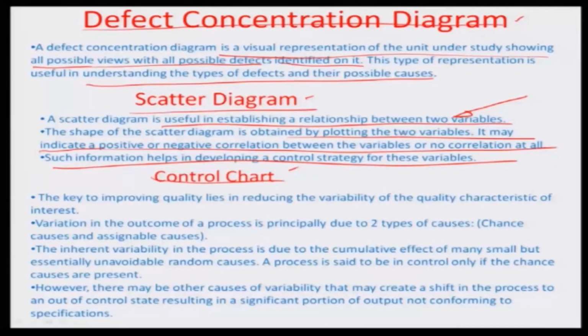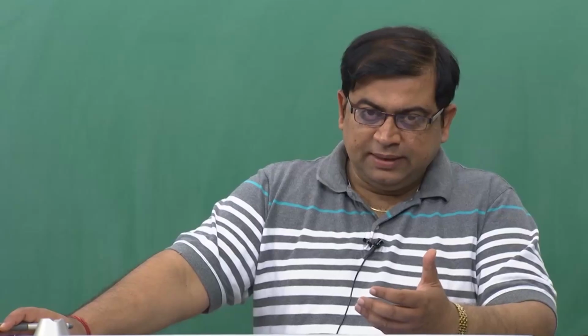There is also a very important aspect to monitor quality in real time, which is called the control chart. This is where we have to emphasize process control or process capability analysis, and control charts are very important because they help in reducing the variability of the quality characteristic of interest. If we were to classify the overall variability of a process, the variability may arise because of different aspects related to the process.